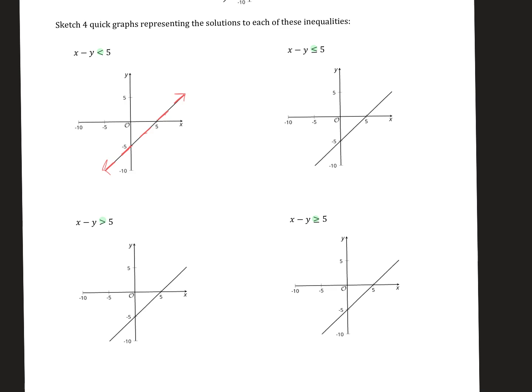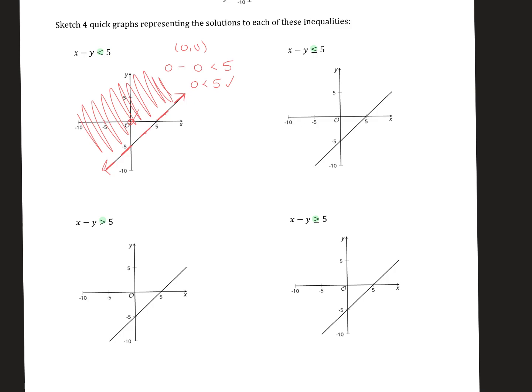Now I need to figure out which side of this graph I should be shading in. I'm going to check my favorite point, 0, 0. When I substitute 0 for x and for y in this inequality, I get 0 minus 0 is less than 5. So 0 is less than 5. That is absolutely a true statement. 0, 0 is a solution to my inequality, so I'm shading the side of the graph that has 0, 0 in it.